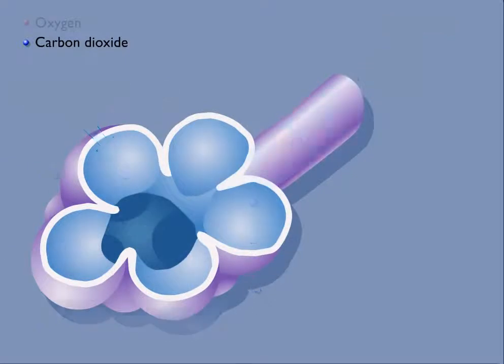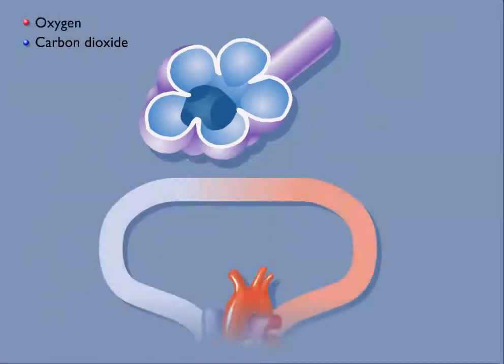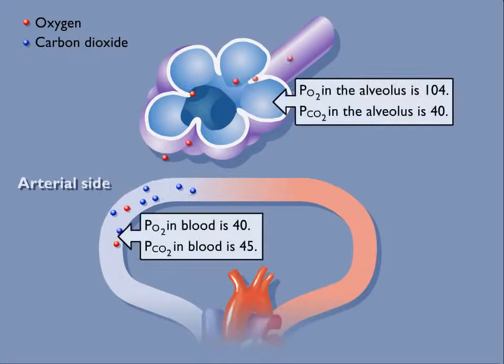Blood coming from the heart at the arterial ends of the pulmonary capillaries has a partial pressure of oxygen, or PO2, of 40 and a PCO2 of 45. Therefore, oxygen diffuses from the air in the alveoli into the blood, and carbon dioxide diffuses from the blood into the alveoli because of these differences in partial pressures.